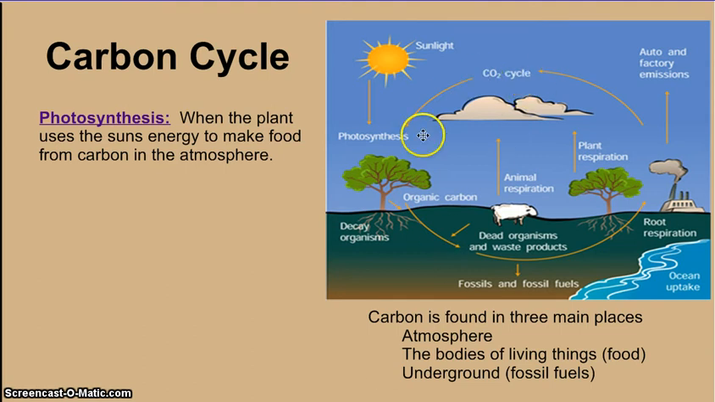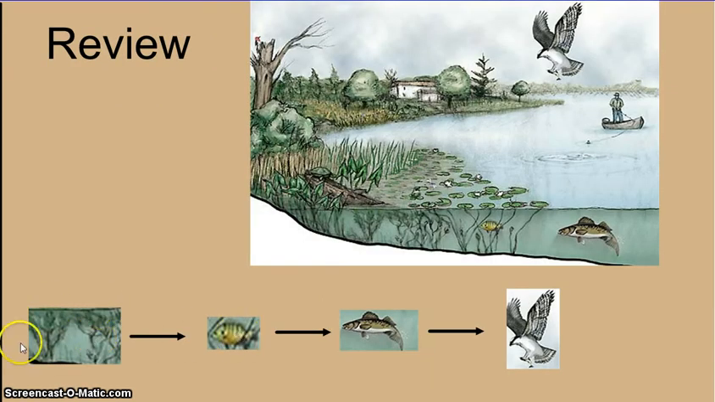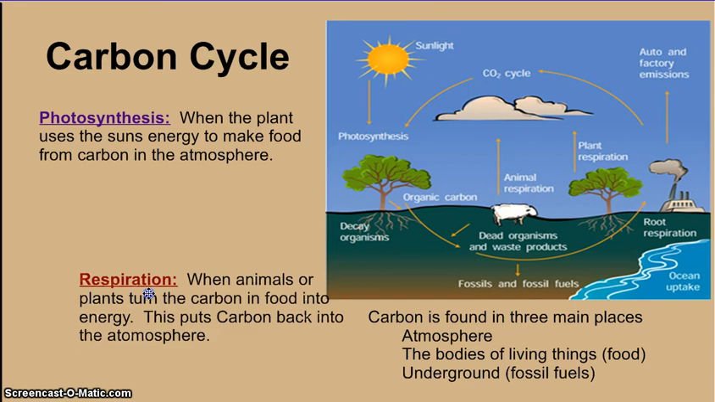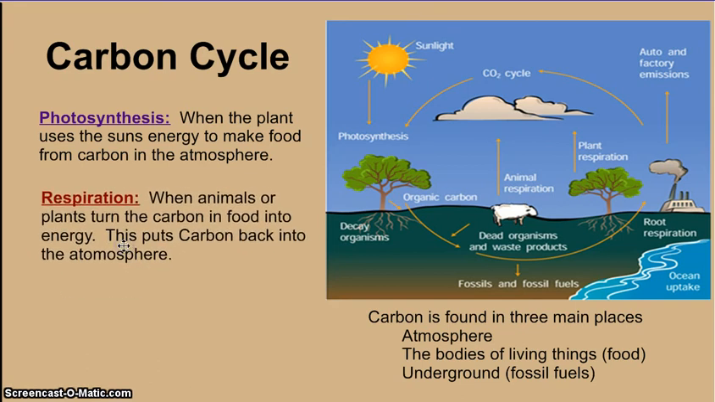That takes carbon from the atmosphere and puts it in the second main place, the bodies of living things. And once it's there, it gets passed down this food chain that I showed you before. So now the carbon's in the bodies of living things and is food, and it gets passed from one living thing to the next. The second major process is one called respiration. And these are both words that are going to come back in a big way in the next unit, so you might as well learn them now.